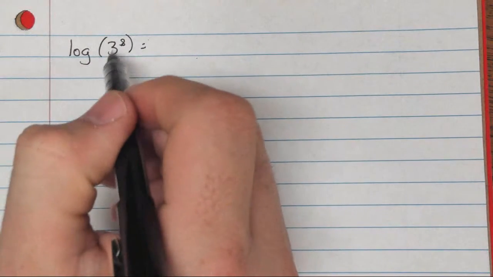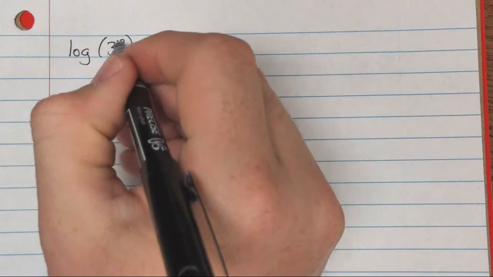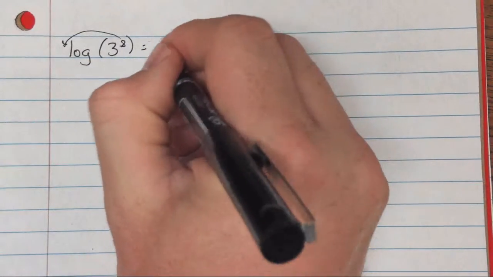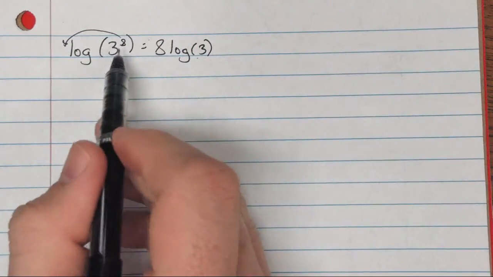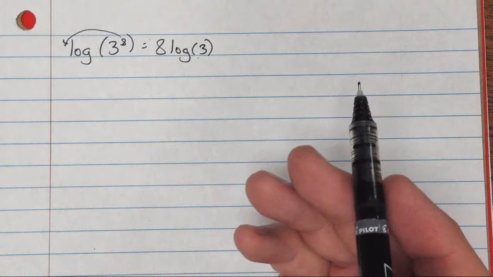The next one says rewrite each expression in terms of log of 3. They don't want log 3 to the 8th. They want something that just involves log of 3. Log of 3 to the 8th, just a reminder that 8 can be moved out front. So if you knew what the log of 3 was, and you want to know what the log of 3 to the 8th power is, just multiply by 8. It's the same thing.